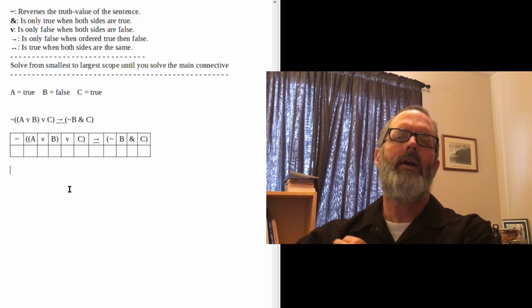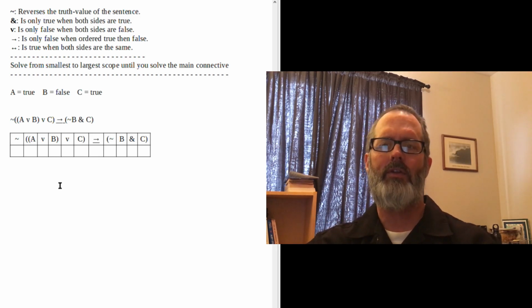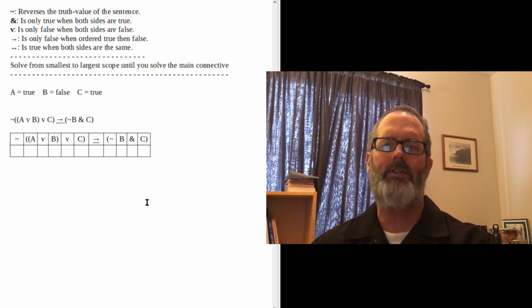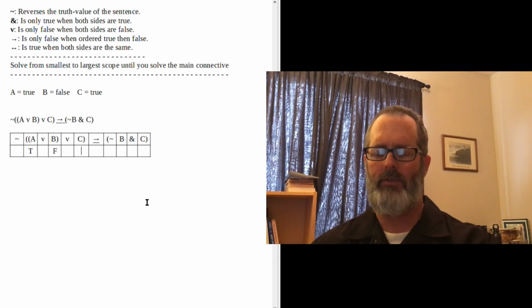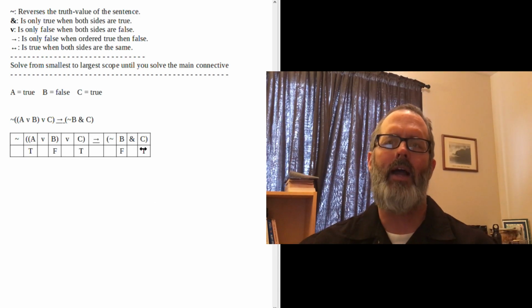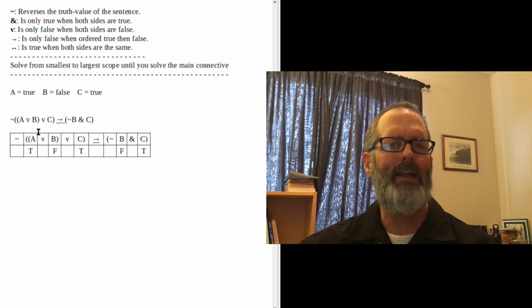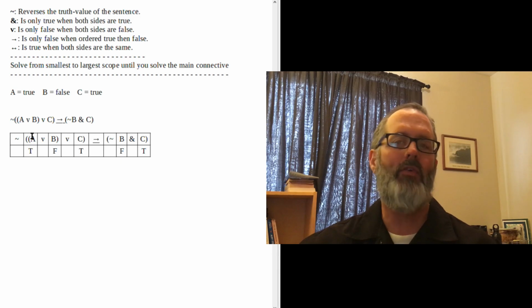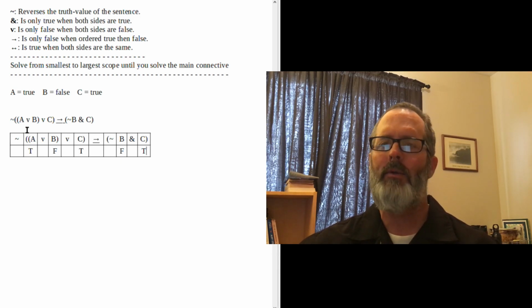Good? So I am working as I normally do from smallest to largest scope. I begin by filling in the sentence values I was provided in the dictionary. A is true, B is false, C is true, B is false, C is true. Those are the values I have from my dictionary up above. I simply filled those in. It is not voodoo. I was given those values. Now, I need to be careful. I need to work from smallest to largest scope. So let's start over here on the left. If there are multiple parentheses, I start within the innermost parentheses. If one of these values was negated, I would start there, but they're not negated.